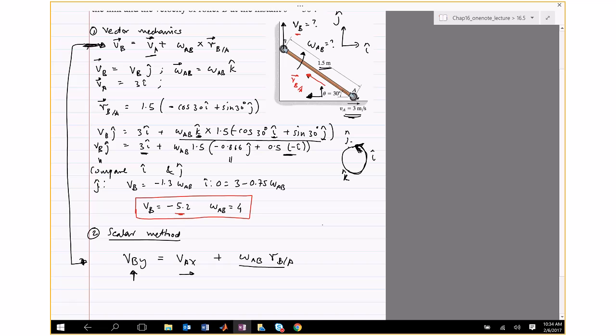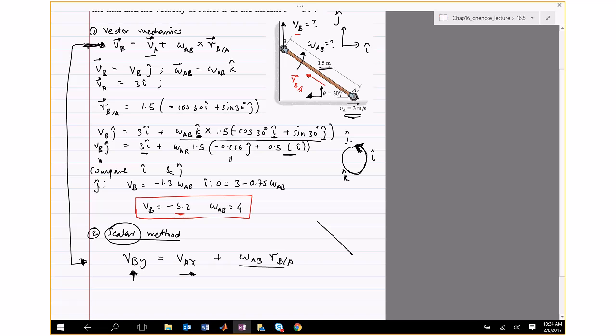So as I said, we don't have cross. This is going to be a scalar equation. This doesn't have any ij. If you want ij, then you want to use the vector mechanics way. The scalar equation, and the directions are the key things.